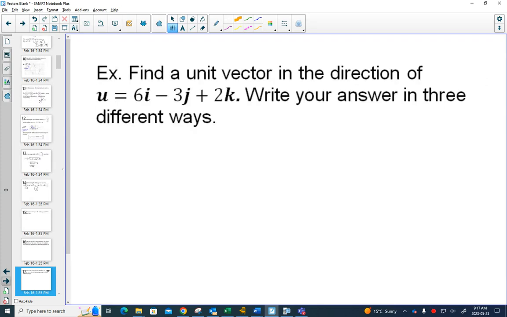Awesome. So, put our arrowheads over these. We want to find the unit vector in the direction of the vector u. Now, u, I'm just double checking. Isn't this the one that we did in part C? Are these the same numbers, 6, -3, 2? So we're going to save some time here. We already have figured out that its length is 7.